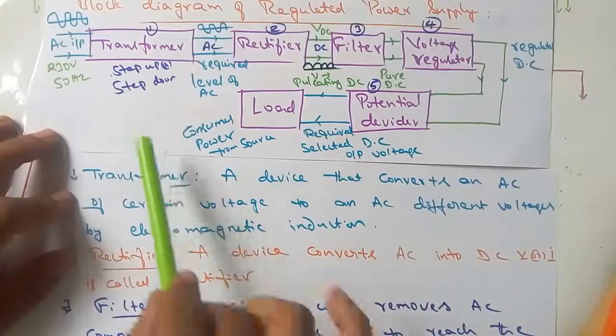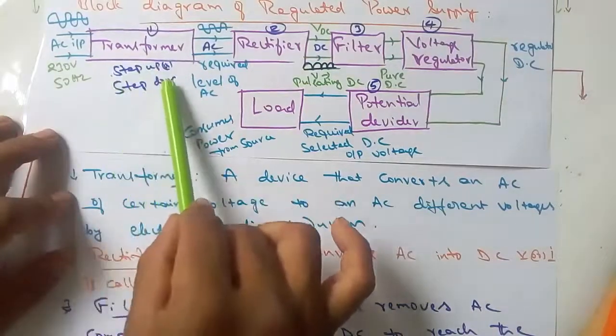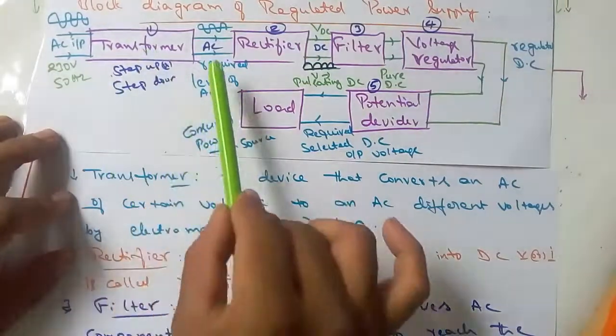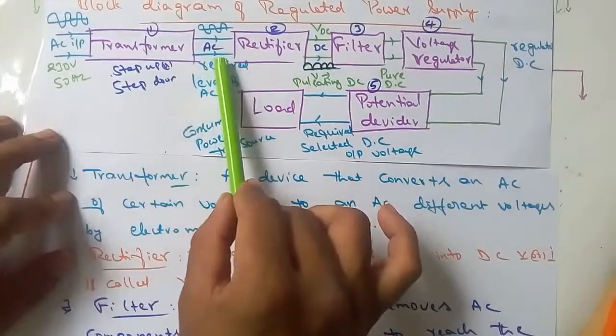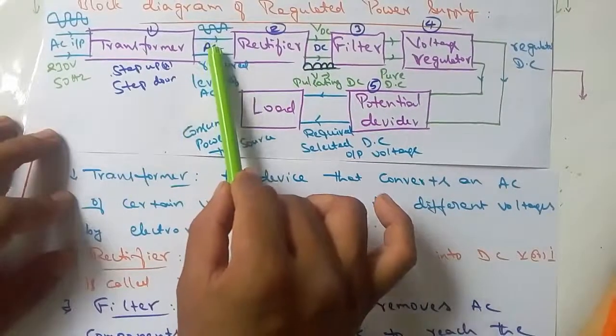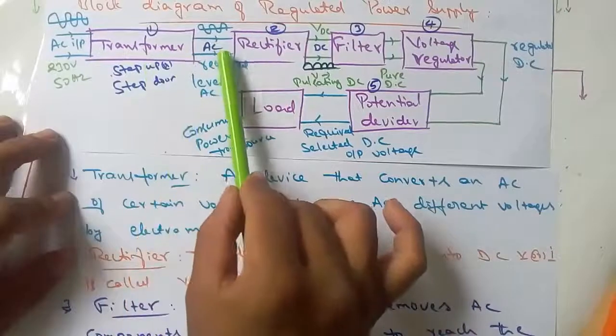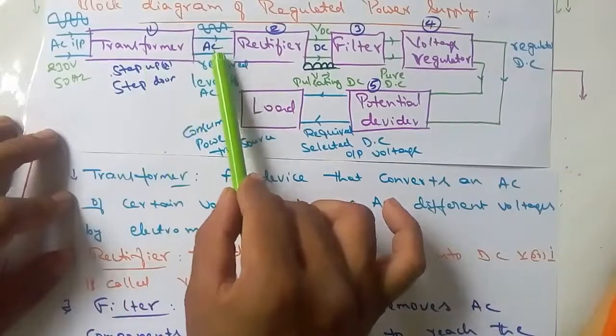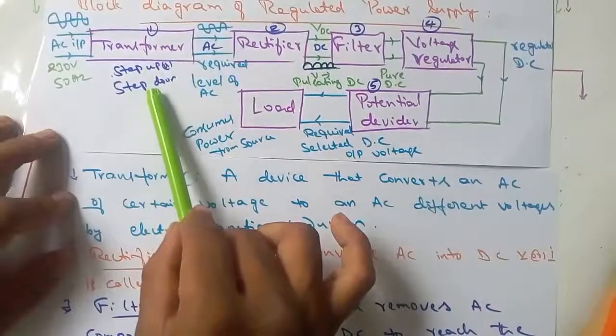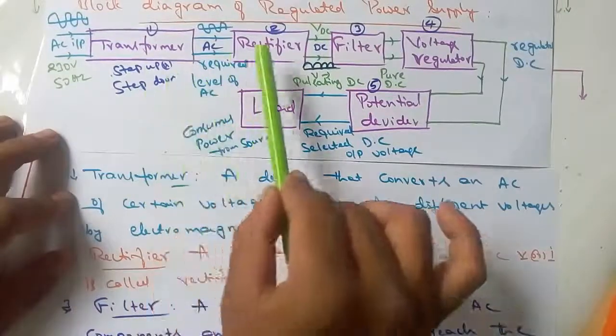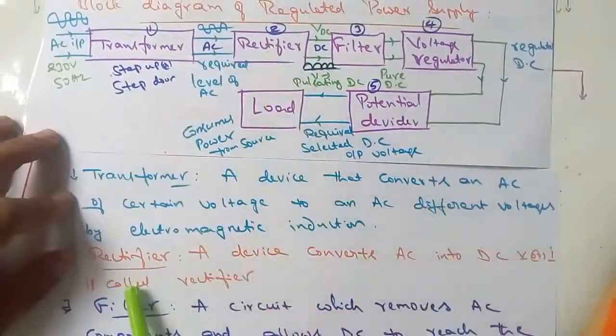A transformer may be step up or step down, depending upon the requirement. If you need higher voltage, you go with step up. If you need less voltage, then you go with step down. Now coming to the rectifier. Here this one is the rectifier, the second one.